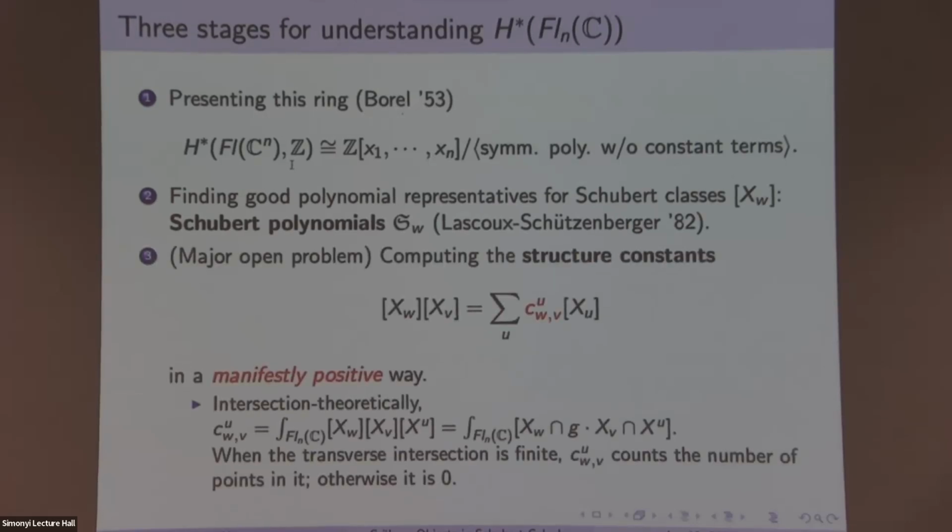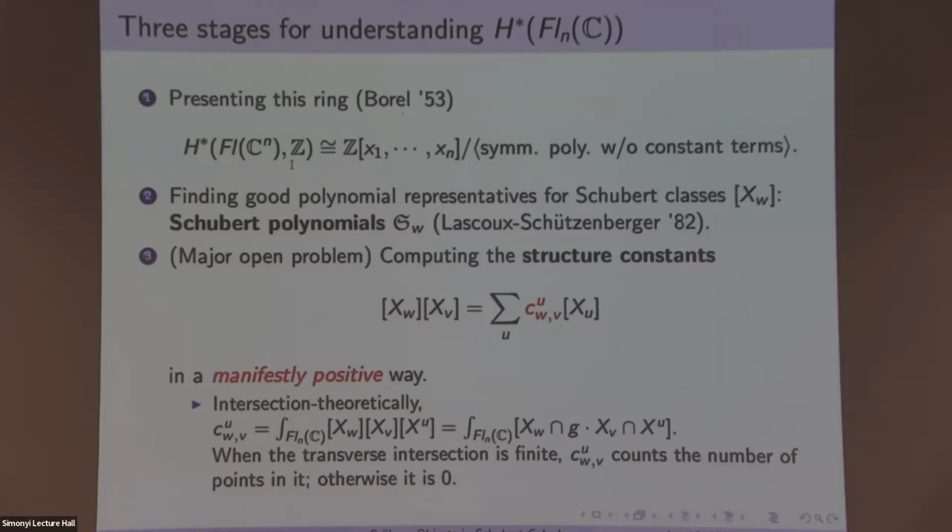And finally, the major open problem in this field is that we would like to give what's called a combinatorial interpretation of these Schubert structure constants. I won't go into too much detail on the status of the open problem, just that this is the problem that as a community we're collectively stuck on. Only special cases are known.